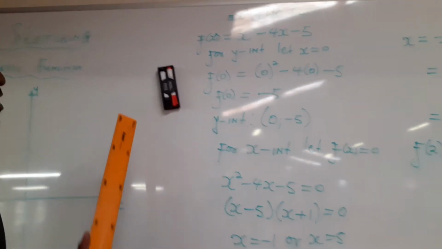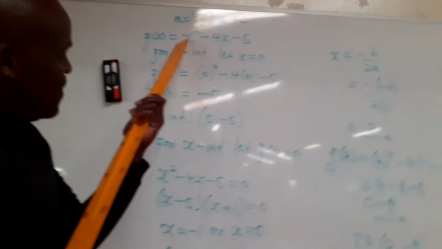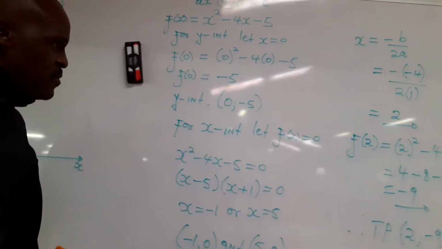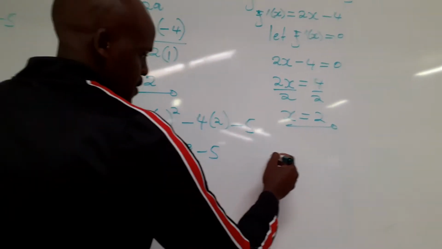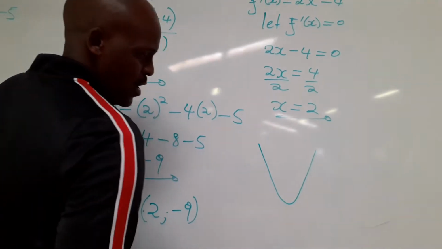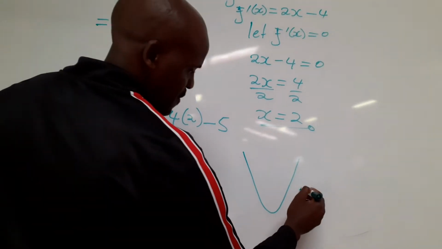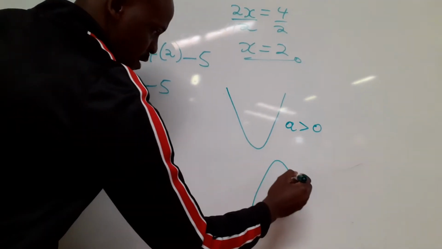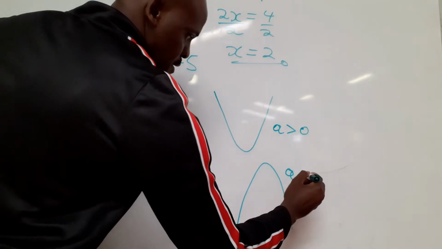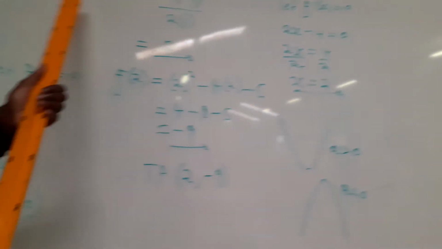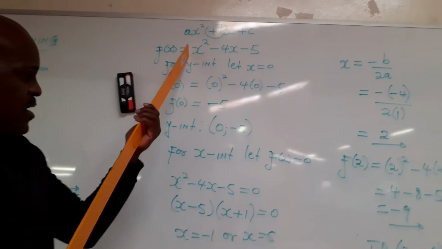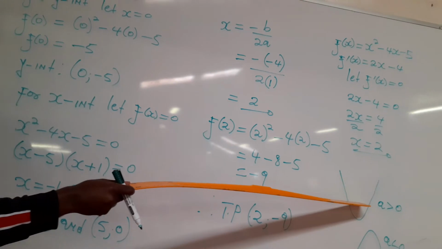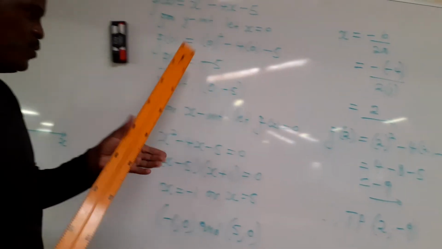Firstly, let's check the shape of our function. The value of a is positive. If the value of a is positive, remember, our graph will be looking like this only if a is positive. If a is negative, our graph will be concave down. So, looking at the value of a here, that means our graph will be looking like that. It will be concave up simply because the value of a is positive.